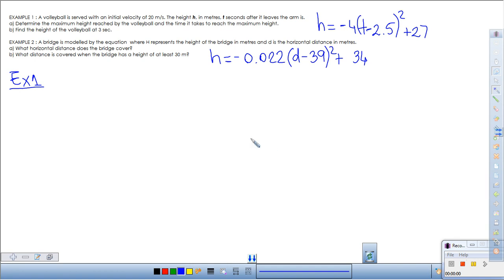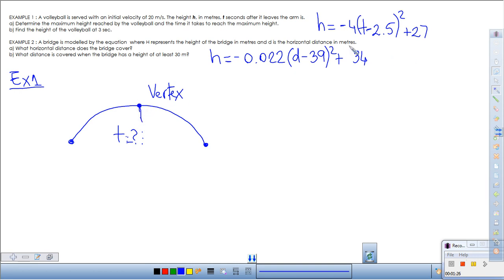So if my volleyball leaves at time equals 0, it takes a certain number of seconds to reach the ground again. So it starts here and it lands on the ground over here. So how many seconds does it take to reach the maximum point, or the vertex point as we call it? How many seconds does it take to reach that vertex point?